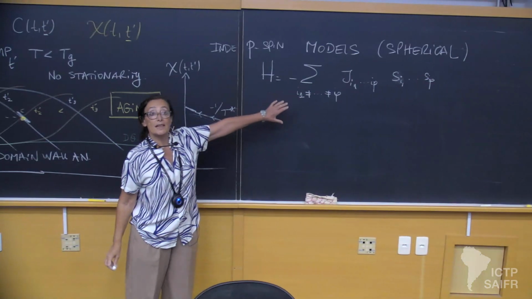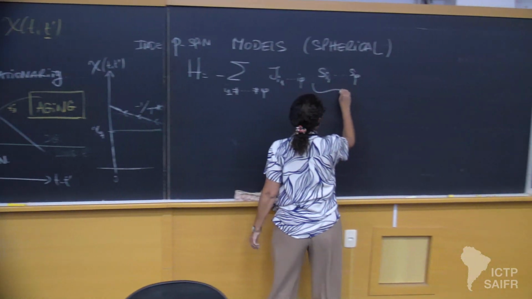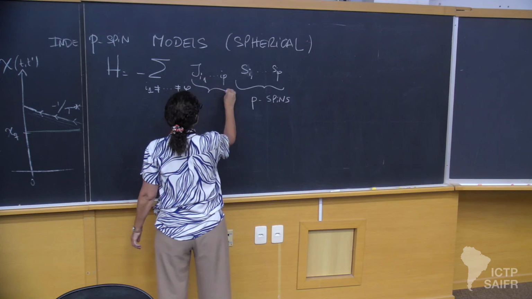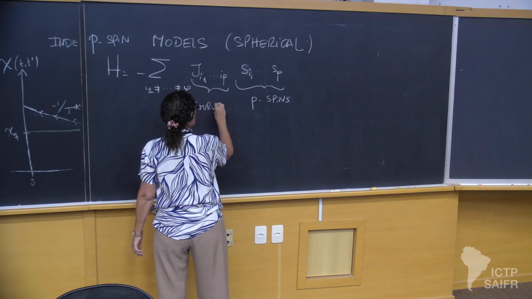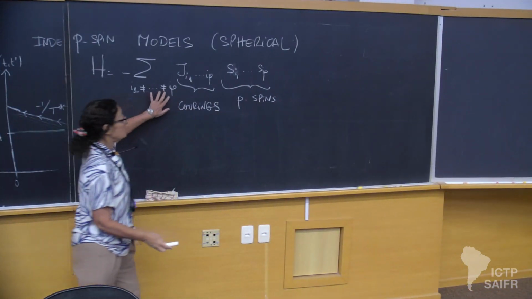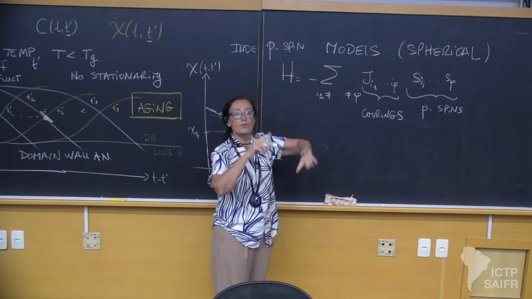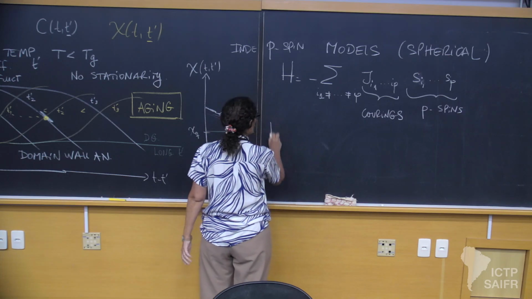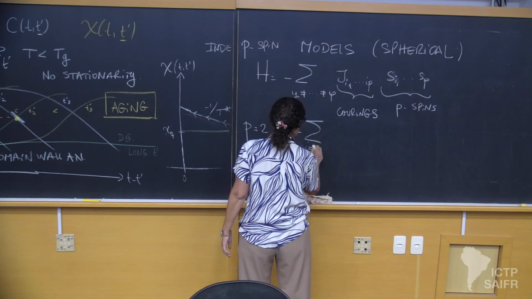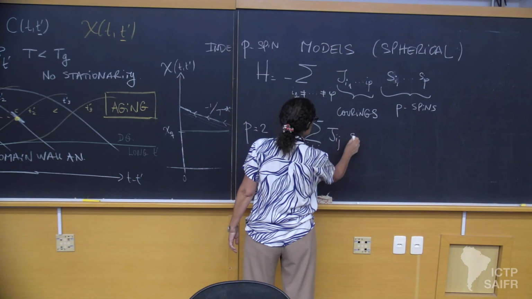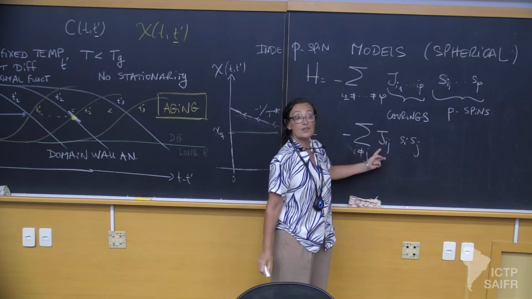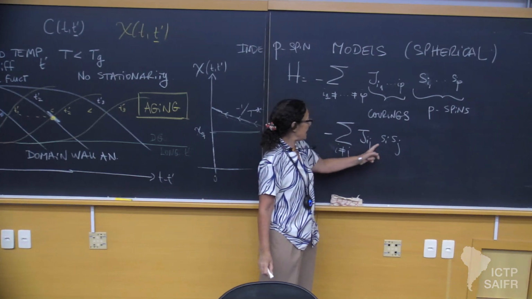So I have a Hamiltonian where I have interactions among groups of p spins with couplings that I will choose in a second, and that I sum over all possible groups of those p spins. So it's easier to see if p is equal to 2. This is just this familiar model where you have two body interactions with couplings which are Jij.